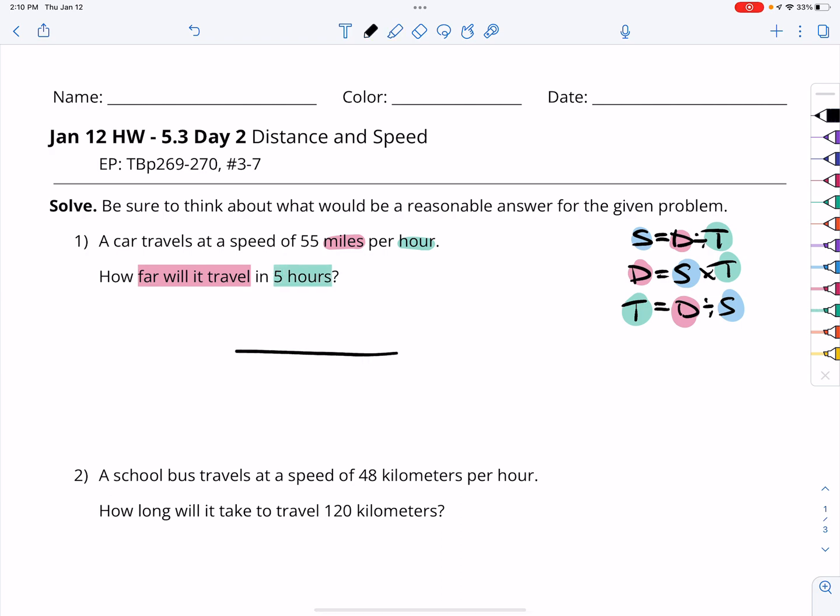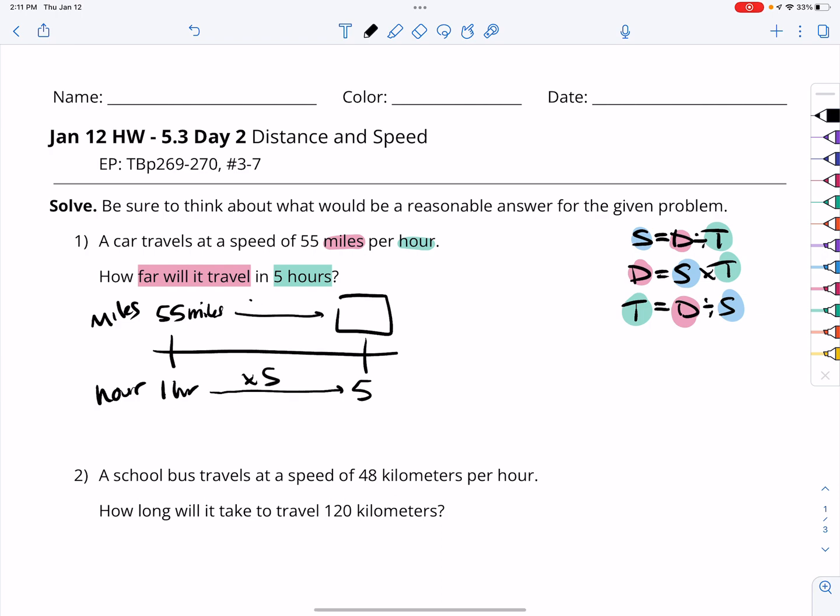So I'm going to set this up with my rate bar. I know this is miles, this is hours, and they give us our unit rate, 55 miles in 1 hour. And they are asking about 5 hours. So we need to know that piece of information there. So if I do 1 hour times 5, I get 5. And so 55 times 5 is going to give us our distance there. And so it looks to me like we are taking our speed of 55 miles per hour and multiplying it by the amount of time. So that does fit with what we know about distance right here. Distance equals speed times time.